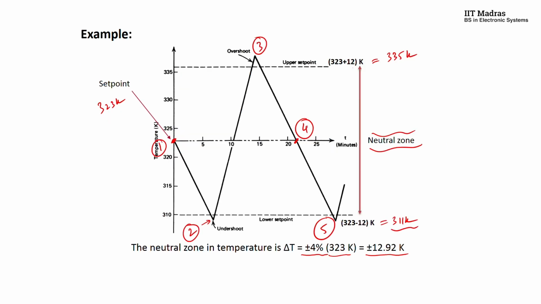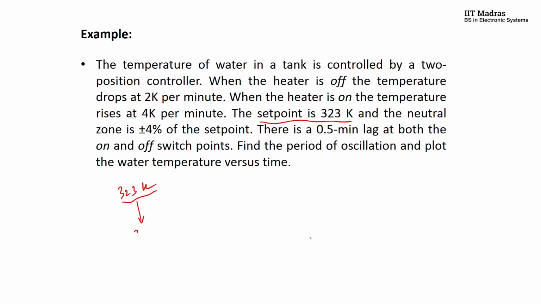It should go down to 311 Kelvin, because it specifies the lower limit, the lower point in the neutral zone. So you have 335 Kelvin and 311 Kelvin as the neutral zone. These are the 2 limits you can see, the upper limit and the lower limit. So if you are at 323, you need to come down. That means the controller is off, and you need to reach 311 Kelvin.